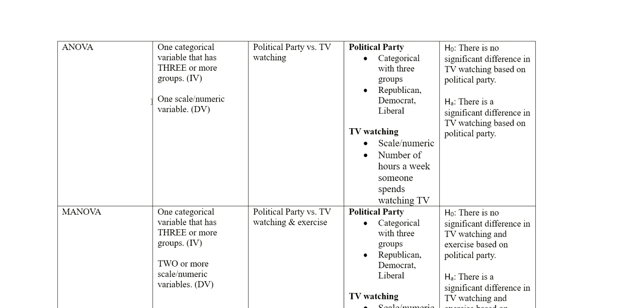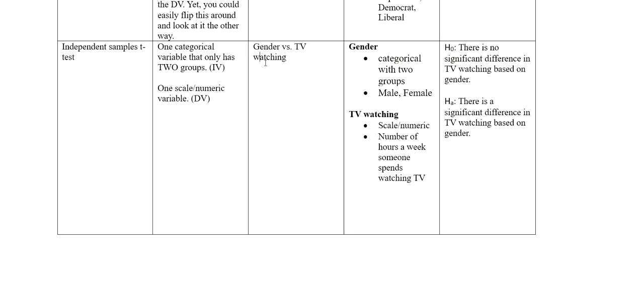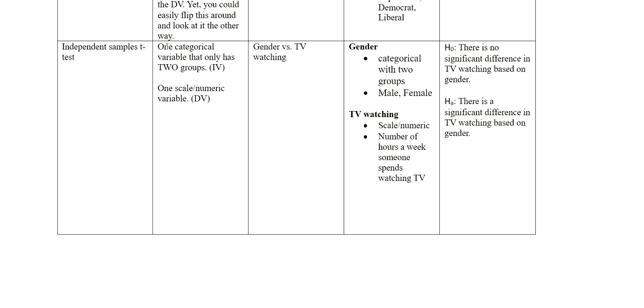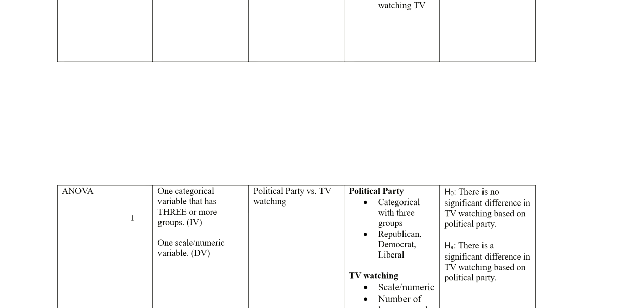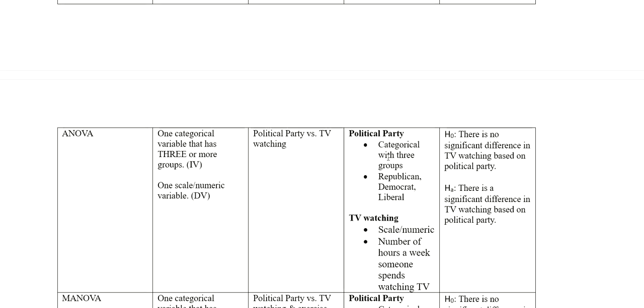And it still has that one scale numeric variable. So in this example, I've got political party versus TV watching. So you can see it's very similar to the independent samples t-test. The only difference is that the categorical variable in an Anova has to have three or more groups. For the t-test, you can only have two groups. So depending on if your categorical variable has two groups or three or more, you would do an independent samples t-test or an Anova.